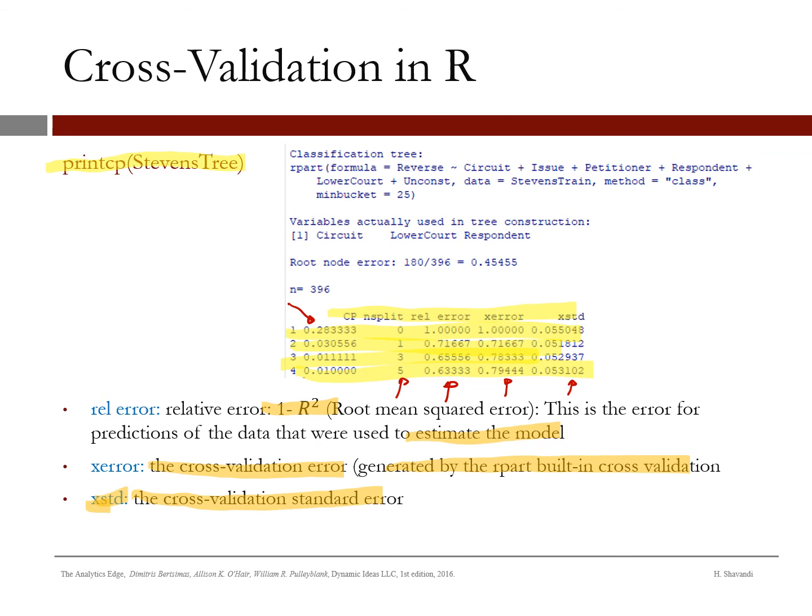So if we consider this result here, we see that the last row, which corresponds to 5 splits, has a smaller relative error, which is 0.633. And so we can consider this as the best split number, okay?